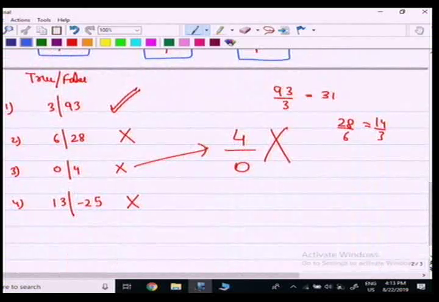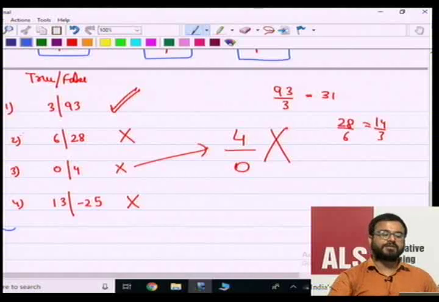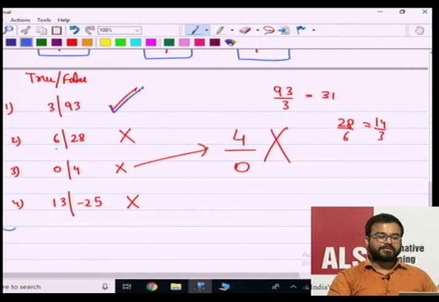So these are the four true and false statements. 3 divides 93. So 93 divided by 3, the answer comes out to be 31. 31 is an integer, so this one is true. The second one is 6 divides 28. If you divide 28 by 6, you will not get any integer as your answer. That's why this is false.